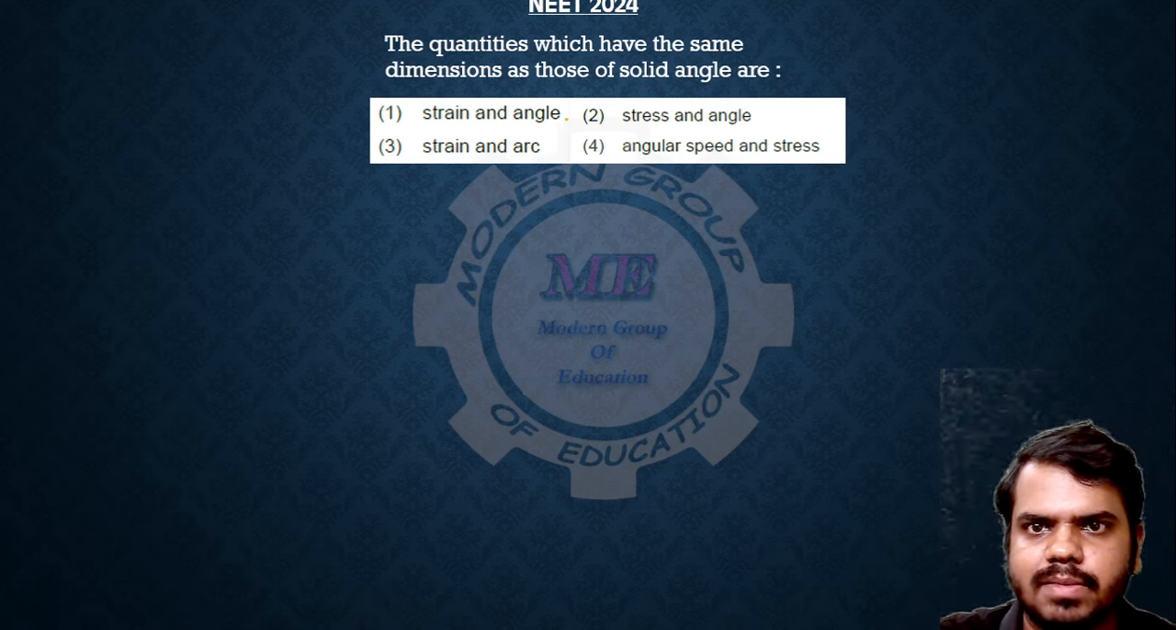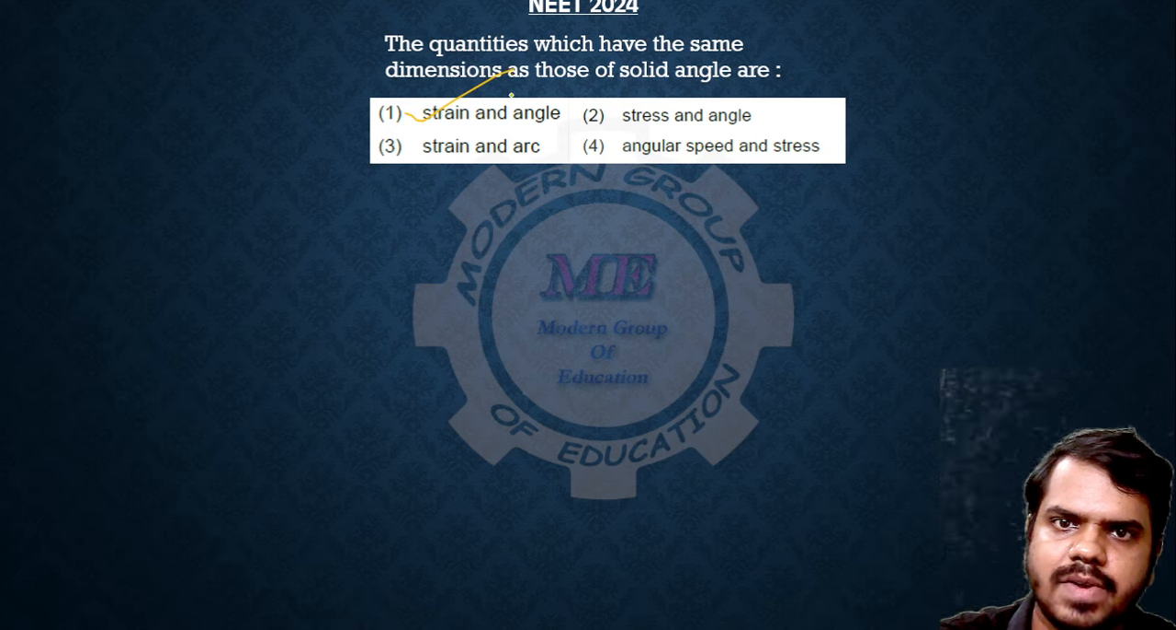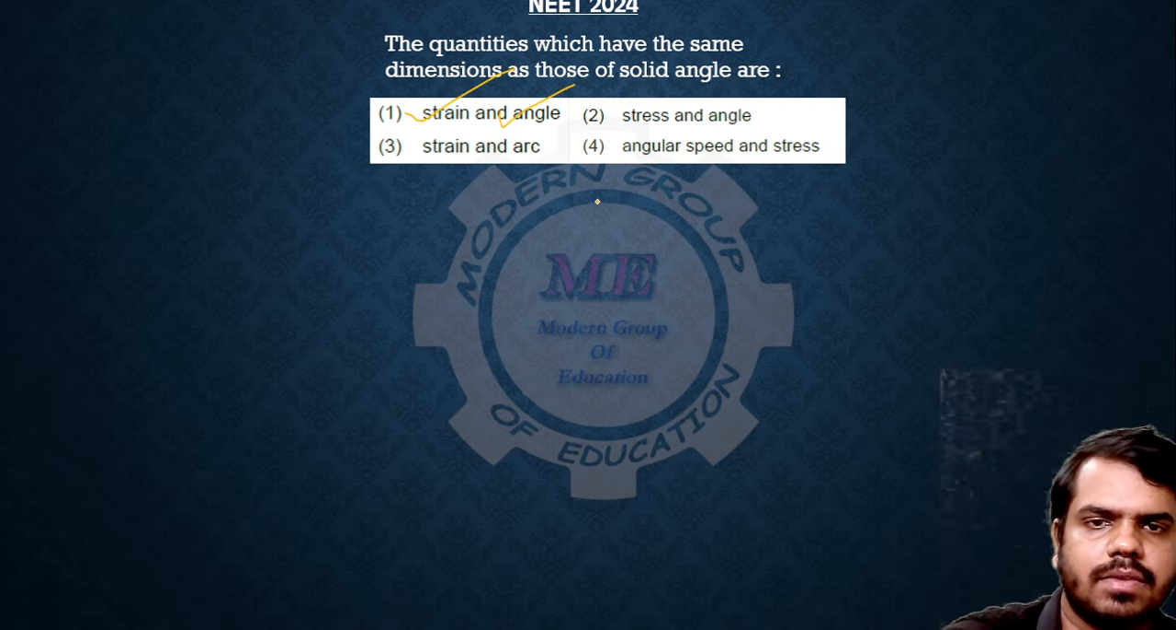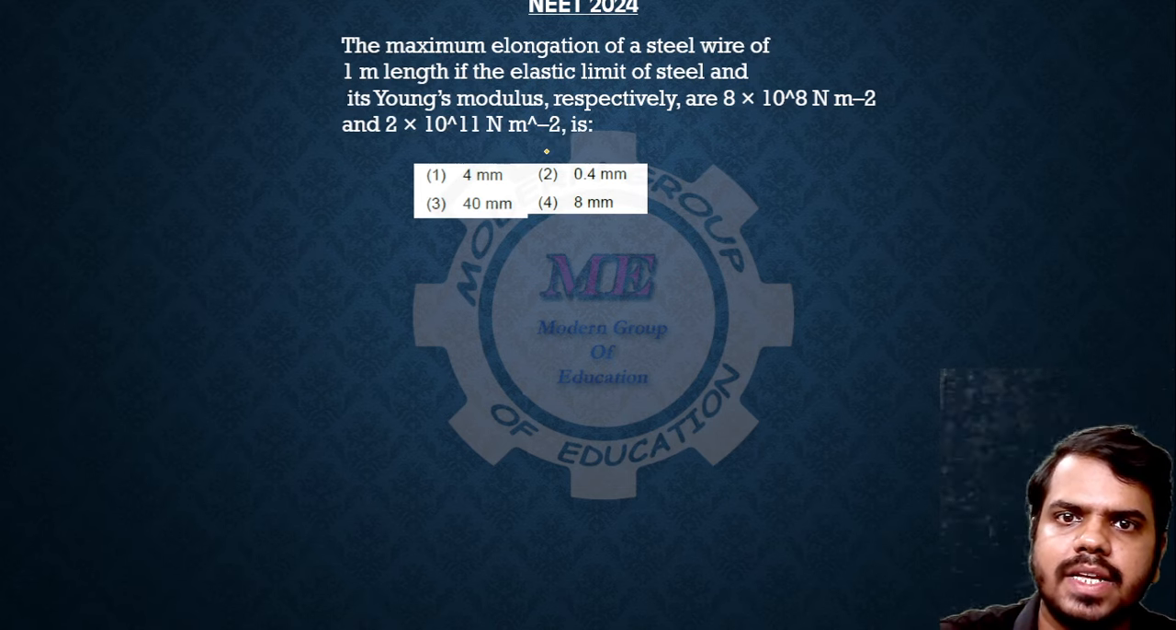The quantities which have the same dimension as those of solid angle. Solid angle has no dimension, so strain has no dimension, angle has no dimension. Option 1 is correct.